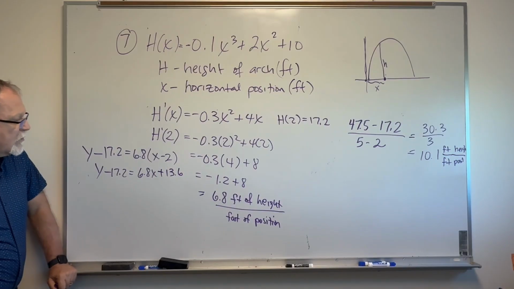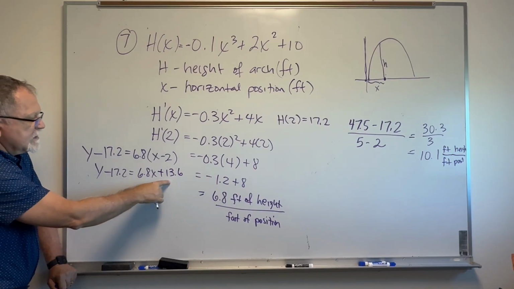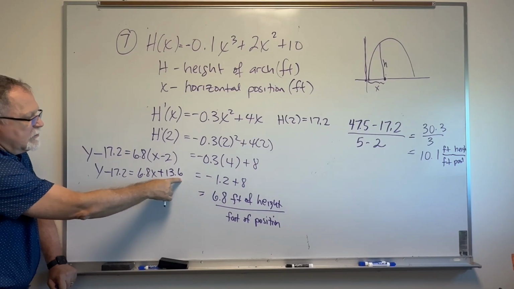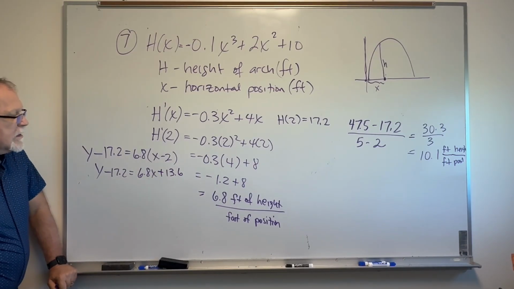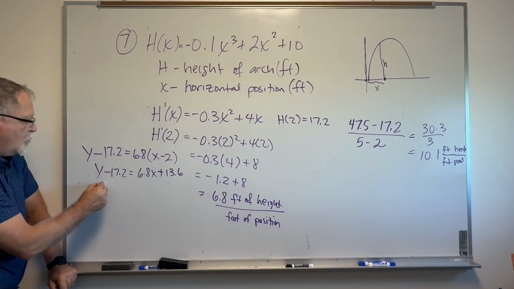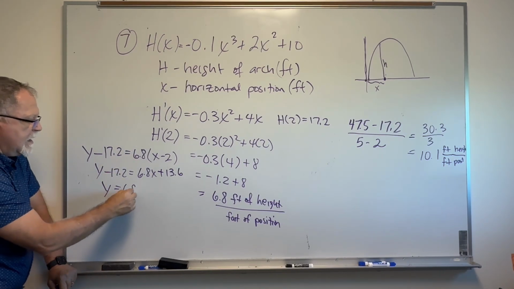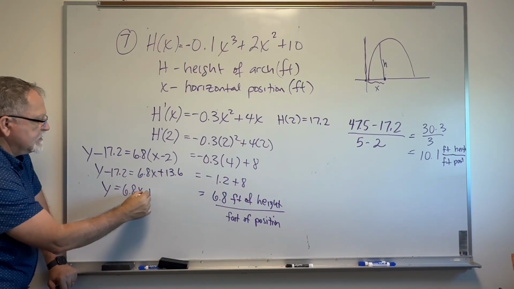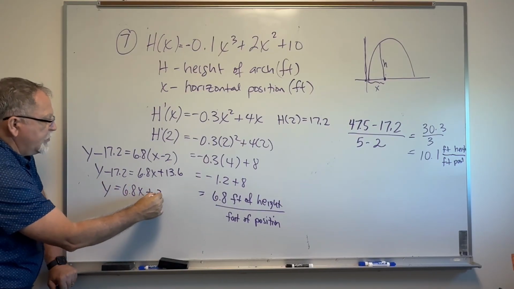Let's see if that works. 13.6 divided by 2. 13 divided by 2 would be 6.5. 0.6 divided by 2 would be 0.3. And so if I add that 6.5 to 0.3, I get 6.8. So I'm good. All right, so y is equal to 6.8x. And I'm going to add the 17.2 to both sides. That'll be plus 30.8.